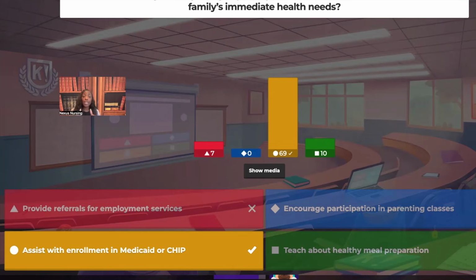Anyway, the point is, when it comes to a patient's immediate needs, go back to Maslow's hierarchy of needs. What physically keeps them alive? Their life, being able to eat. It's going to be the Medicaid and CHIP. After we've addressed that, then we could talk about healthy meal preparation. Does that make sense?